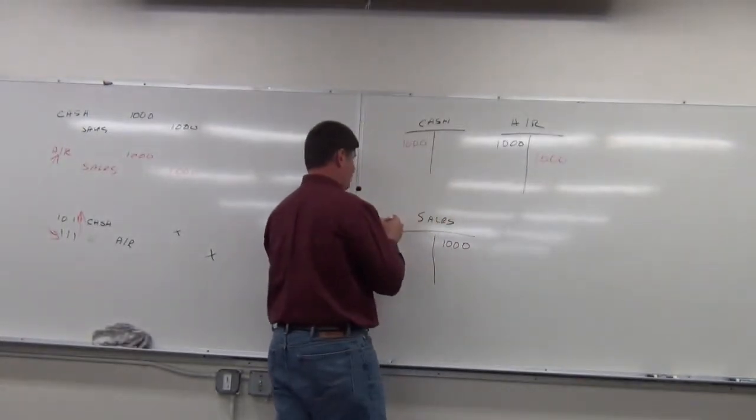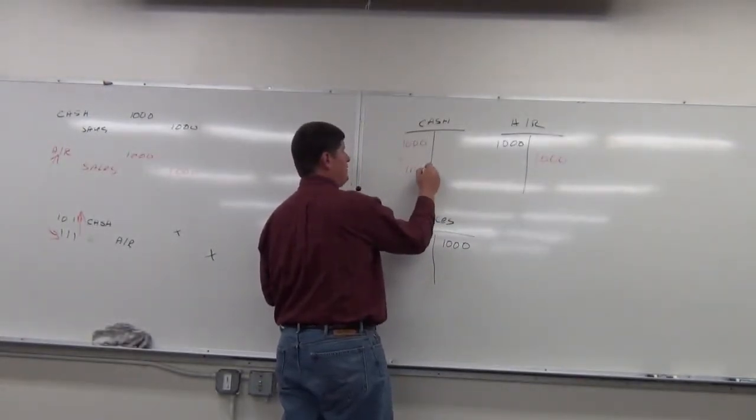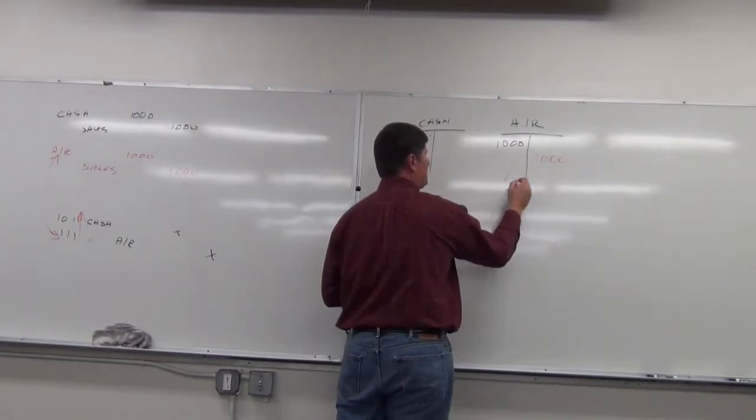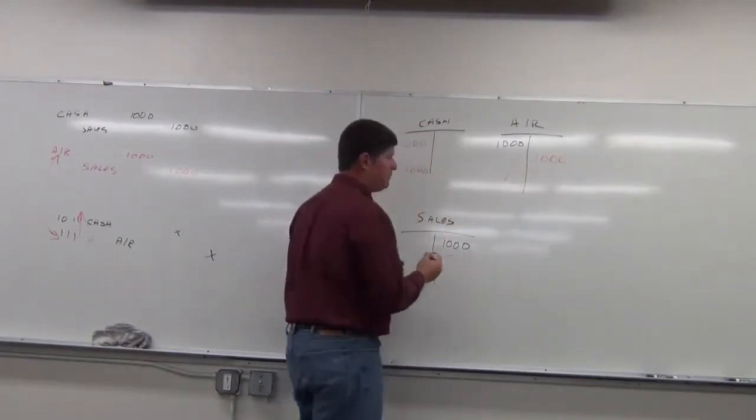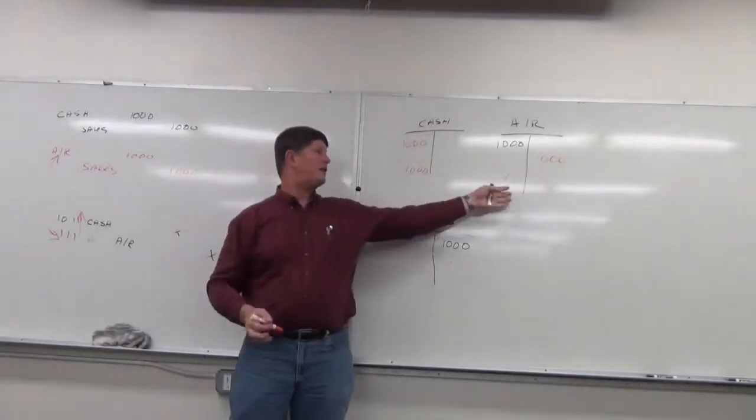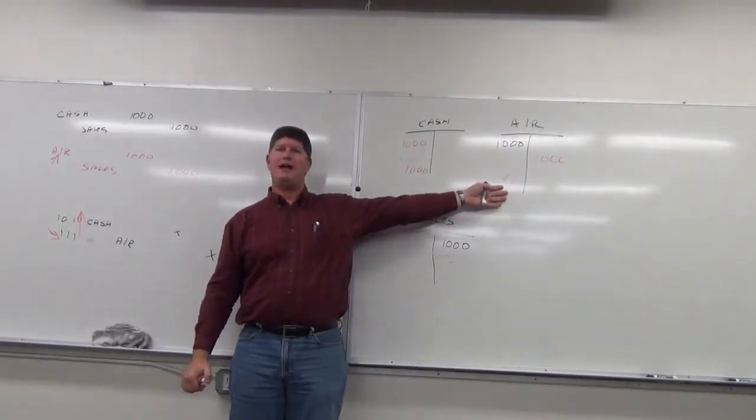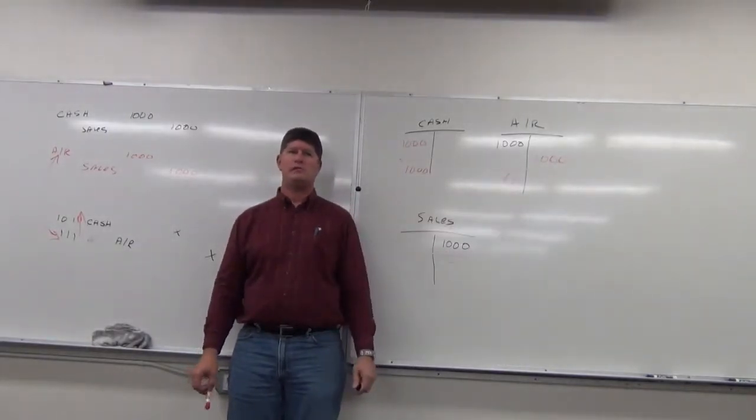So what's my balance here? $1,000. What's my balance here? 0. My balance here is $1,000. I'm good. This is kind of like a temporary parking spot. In and out. Good?